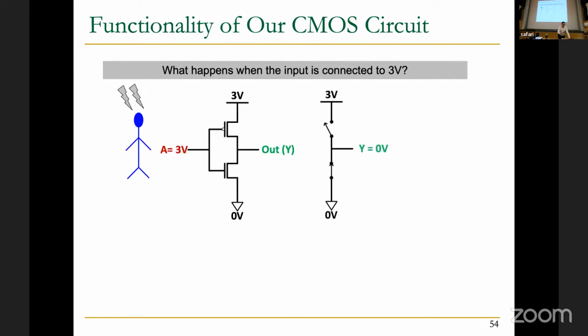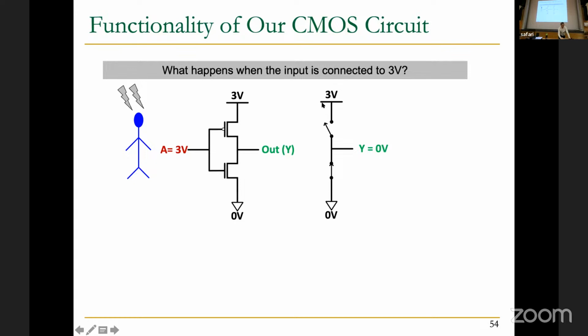Okay, I'm going to show you. Basically, exactly the opposite thing happens. Input is 3 volts. The gate of the NMOS transistor gets 3 volts. As a result, the NMOS transistor acts like a closed circuit, and the output over here gets connected to 0 volts. And the PMOS transistor acts as an open circuit, because if it gets 3 volts, based on what we described, it acts as an open circuit.